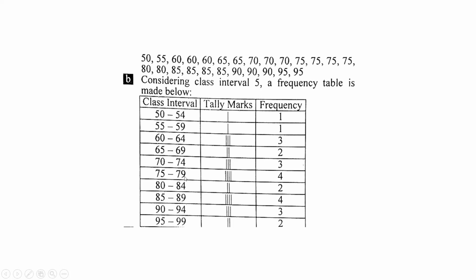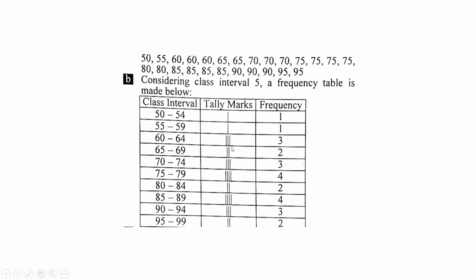Similarly, 85 to 89, we get 85, 85, and so on. So in this class interval, we write 3 and 1, that is 4 tally marks. And lastly, 95 to 99, only 2 tally marks, because there are two 95s here.